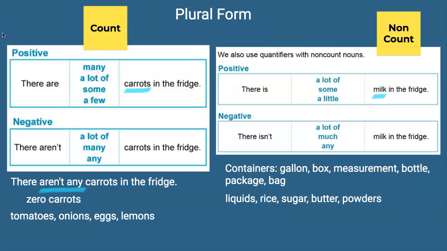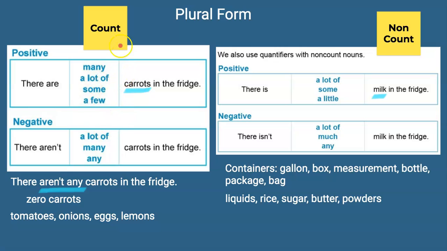A plural form of a noun has two kinds. First is count, and the other one is non-count. Let us cite some examples of count nouns. One example is carrots. Another one is tomatoes, onions, eggs, and lemons.